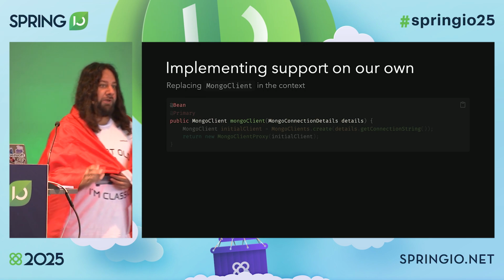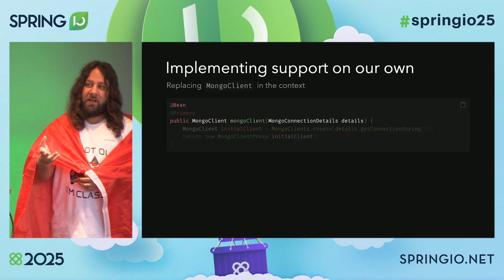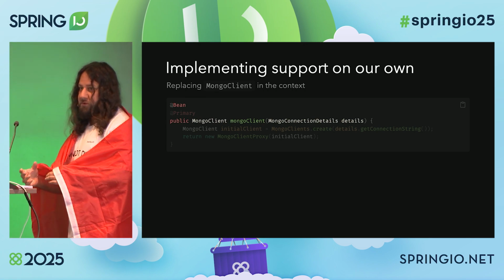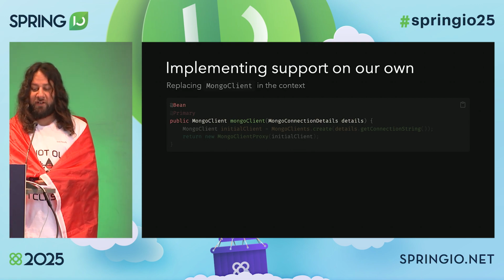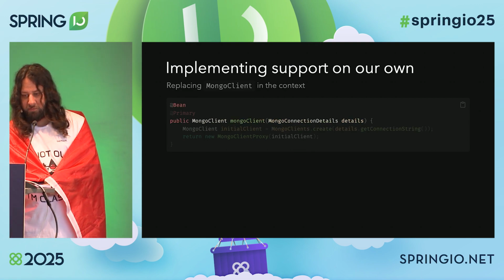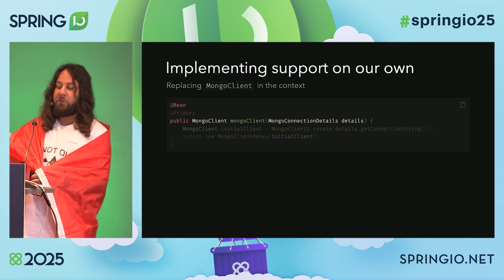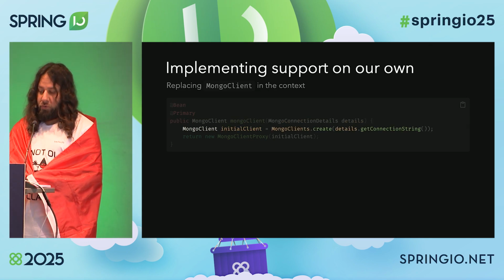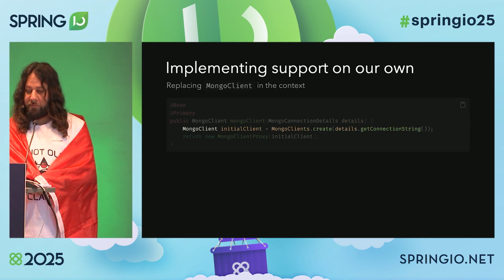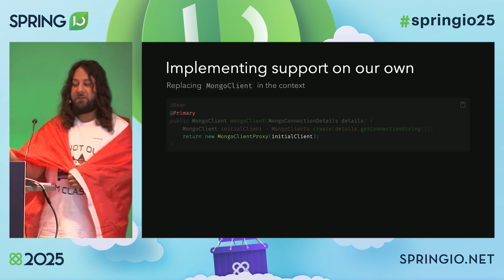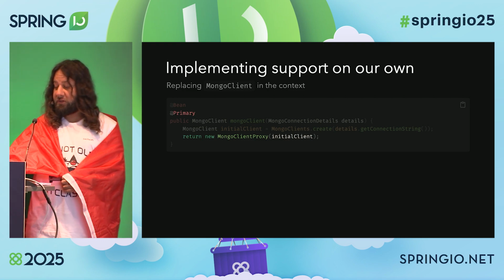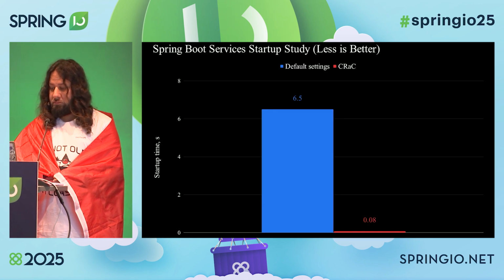And then Spring has its own Mongo client, but we need to overwrite it because we need this CRaC support. So we'll have a @Bean @Primary, I don't know why it's not selected. So it's a primary bean of Mongo client, which we create out of the box, and we return a new Mongo client proxy with our initial client. That's it, right?